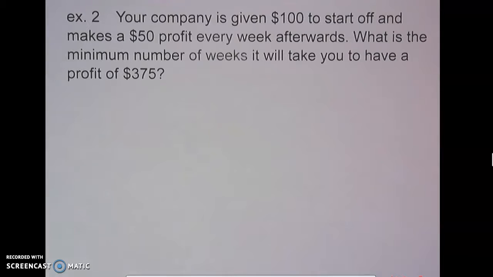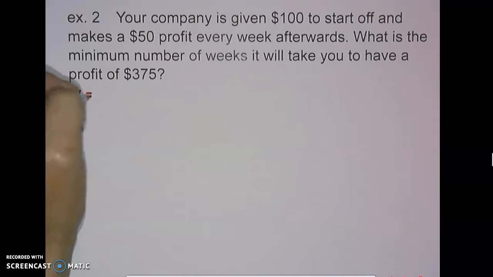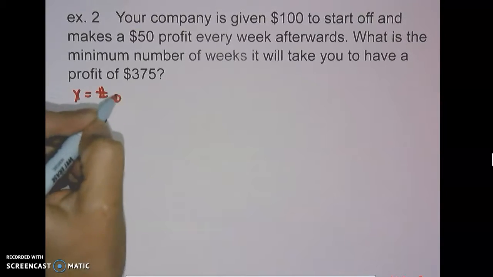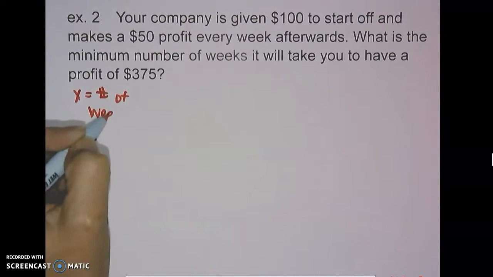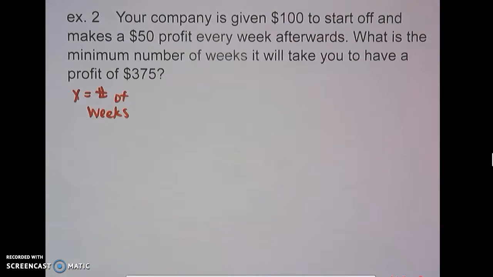Alright, next question says, your company is given $100 to start off and makes a $50 profit every week afterwards. What is the minimum number of weeks it will take you to have a profit of $375? Alright, so what's it asking us to find? It's asking us to find the minimum number of weeks. So let's say X equals number of weeks. You could say W equals number of weeks. It doesn't matter what variable you're using for this.